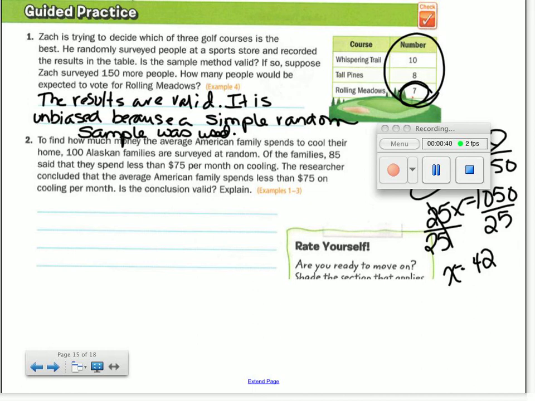So we either need to say the results are valid or the results are not valid. Yep. They're valid. They are valid. So this, even though it's random, or it is random, however, you think that the Alaskan families would represent all states in the U.S. What do we know about Alaska? Cold. It is cold. So, would we say these results are valid or not valid? Yeah. Not valid.